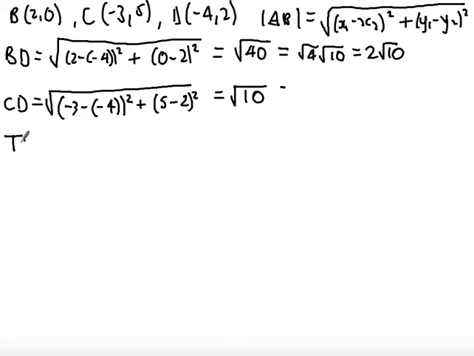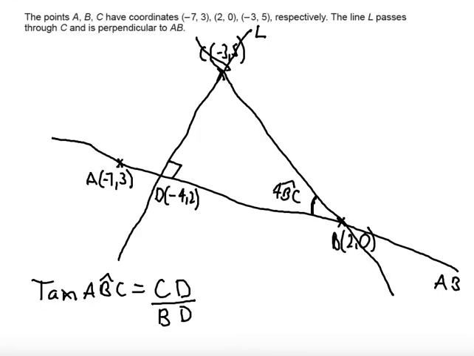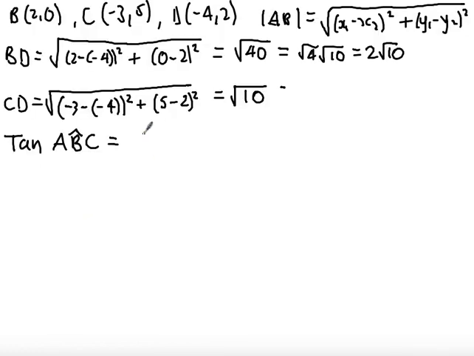Now what we stated earlier was that tan of angle ABC was equal to, let's just go back and check that. So tan of ABC was opposite, which was CD, over adjacent, which is BD. So I get CD, which is root 10, over BD, which is 2 root 10. So we get an answer of 1/2.